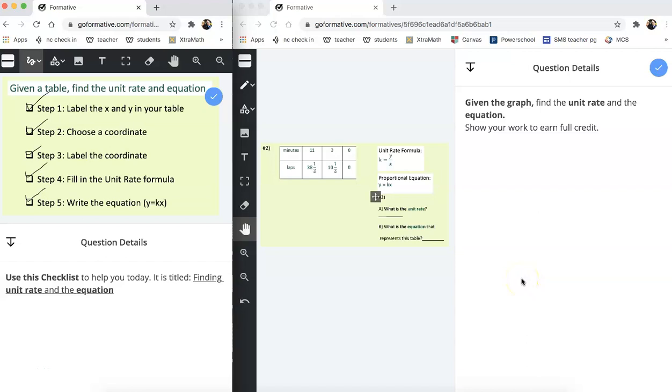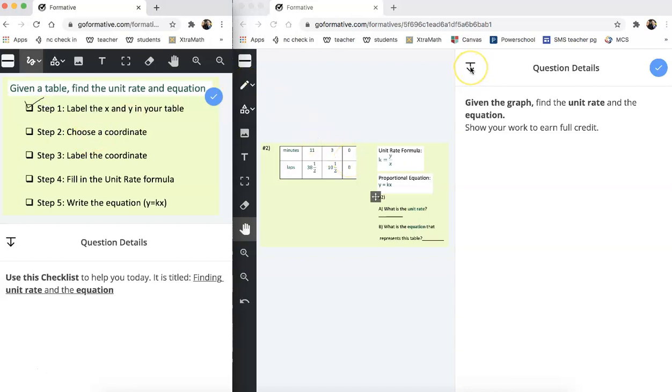We are moving on to table number 2. The first thing I'm going to do is grab the eraser and start over with the checklist. And then I'll read step 1. Step 1 says, label X and Y in your table. So I'm going to put a little check mark there. And then I'll go back over here to number 2.